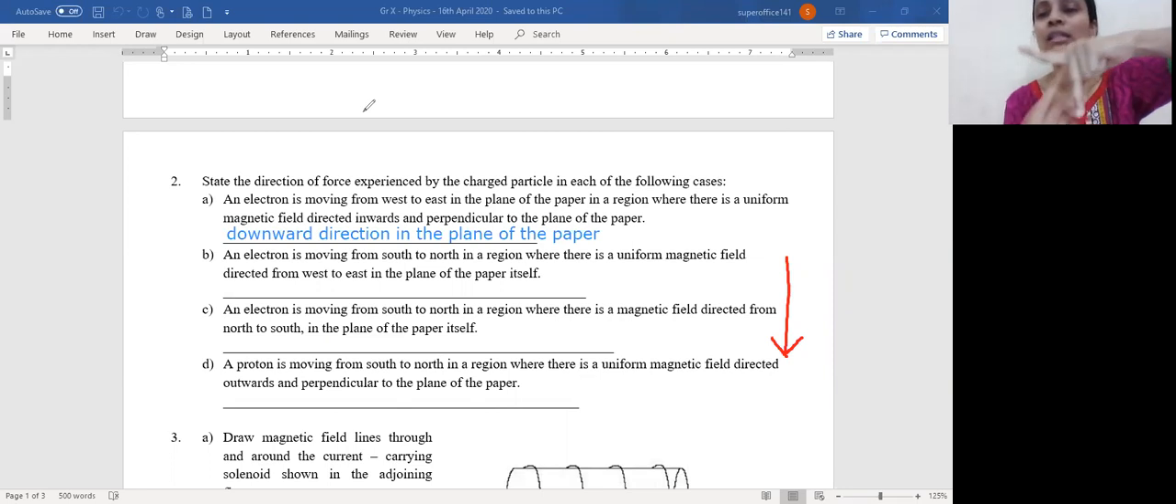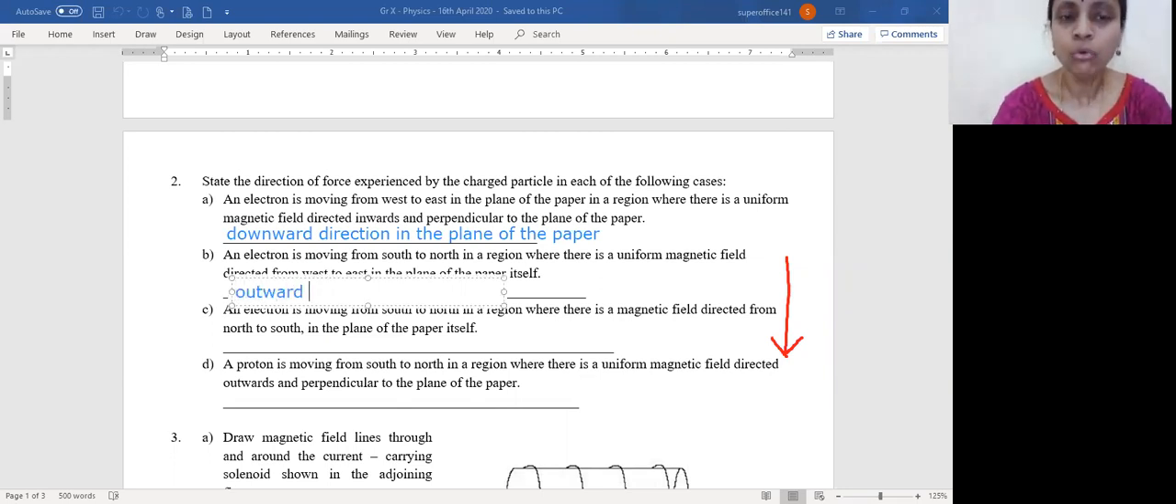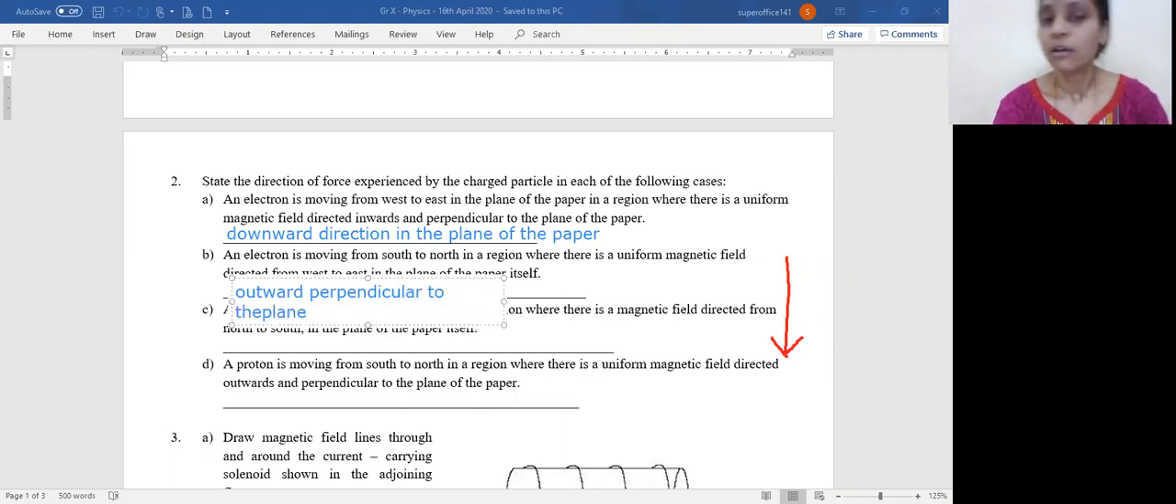So where is this? This is coming out of my laptop. The thumb is coming out of my laptop. That means it is going to be in the outward direction. Outward. Remember, field is in the plane. So that means force is perpendicular to the plane of the paper. Right, perpendicular to the plane of the paper.